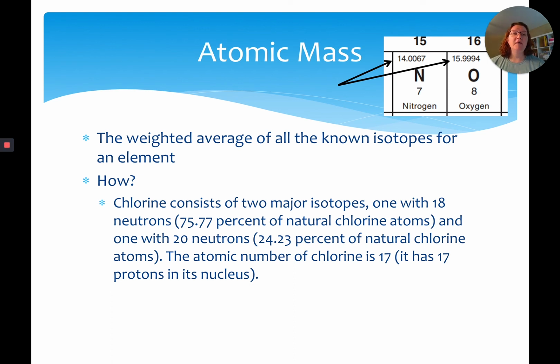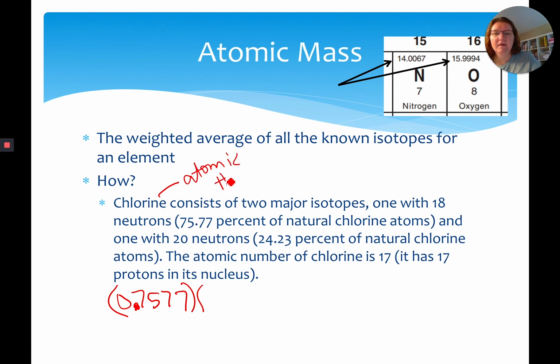So how are we going to determine a weighted average? We are going to take the percent and change it to a decimal. So I'm going to take 75.77% and make it a decimal. I move the decimal to the left 2 times, just 2, divide by 100. And I'm going to multiply by the mass number. So chlorine has an atomic number of 17, which means my mass number for the lighter one is 35.